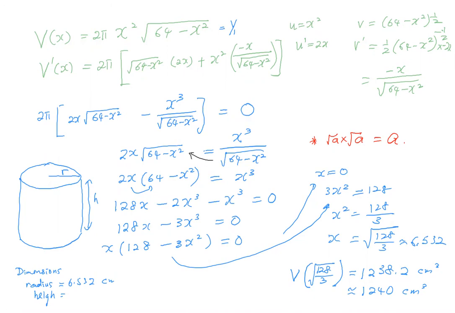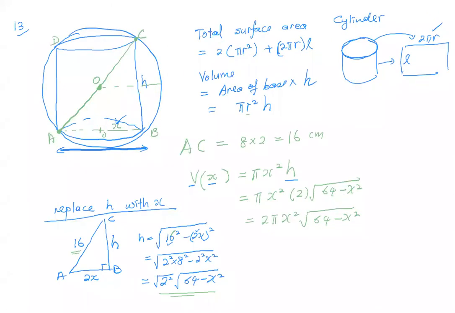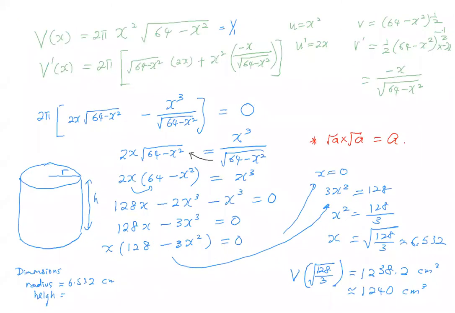We got this formula, correct? The height is 2 times square root of 64 minus x squared, correct? So you write down there 2 times square root of 64 minus 6.532 squared. So this is called the dimension. Are you clear? Okay, so if the question wants the dimension for cylinder, you have to tell me the radius and the height.